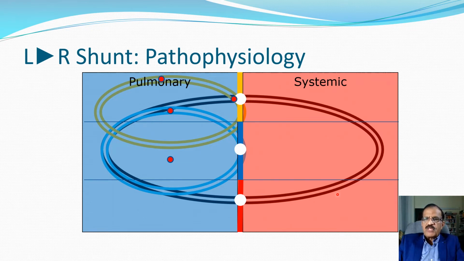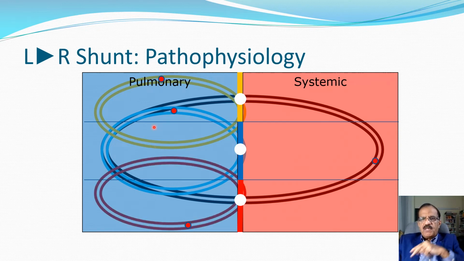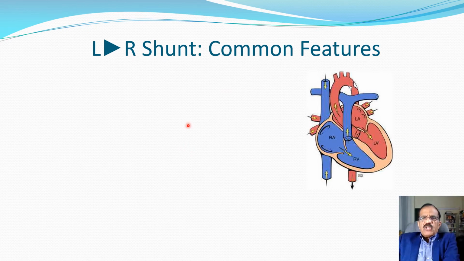Where there is left to right shunt, there will be no cyanosis, and the pulmonary circulation will be 2, 3, 4 times more than systemic circulation. Exactly the same will happen if there is patent ductus arteriosus, except that the level is different. So I may not repeat the same statement again. The same would apply here. So the common features of left to right shunt, if you understand them well, whatever the short case or long case may be, the same would apply to all.